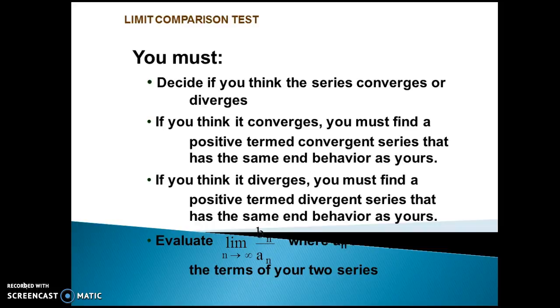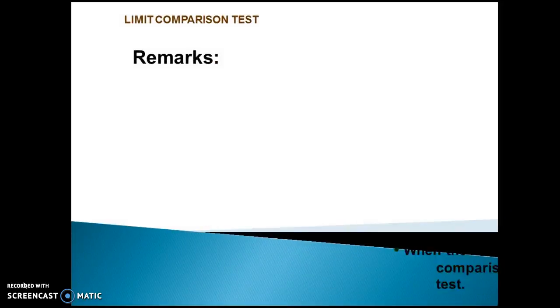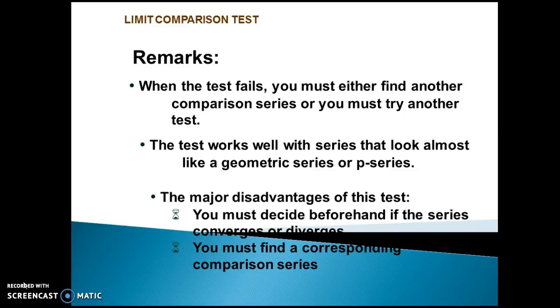Next you proceed with the limit comparison test. How is the limit comparison test satisfied? If 0 is less than the limit as n tends to infinity of bn divided by an, which is less than infinity, then both series converge or both series diverge. If the limit is equal to 0, or increases without bound, or does not exist, then the test fails. The next one is a remark: when the test fails, you must either find another comparison series or try another test.